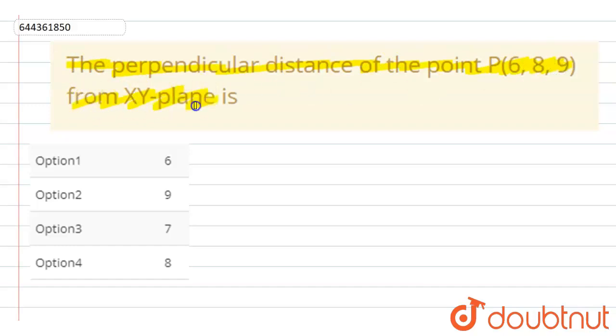The question is, the perpendicular distance of the point 6, 8, 9 from XY plane is, okay. So we have a point P having coordinates 6, 8, 9. We have to find the perpendicular distance of this point from XY plane.